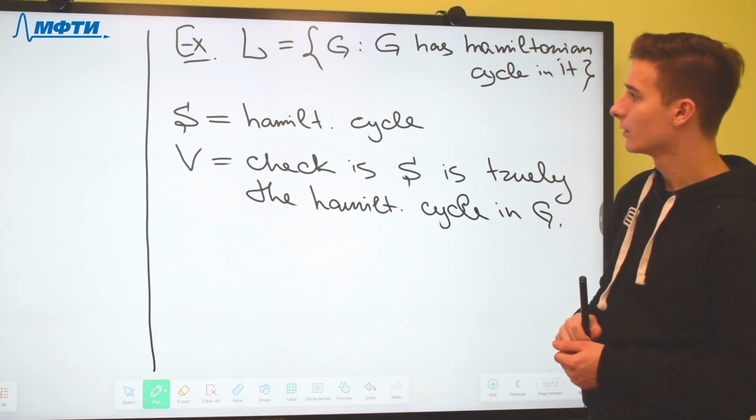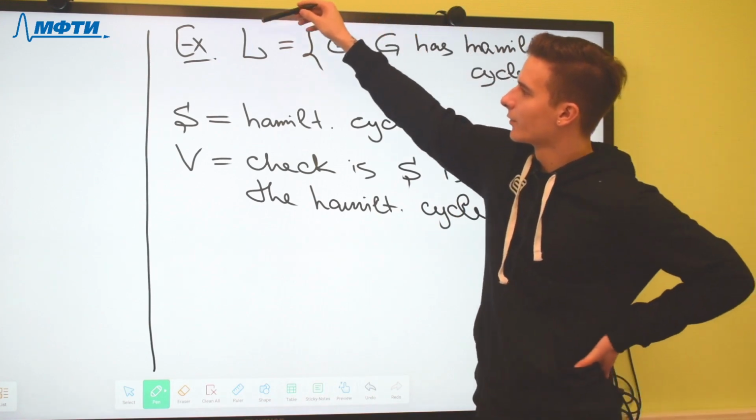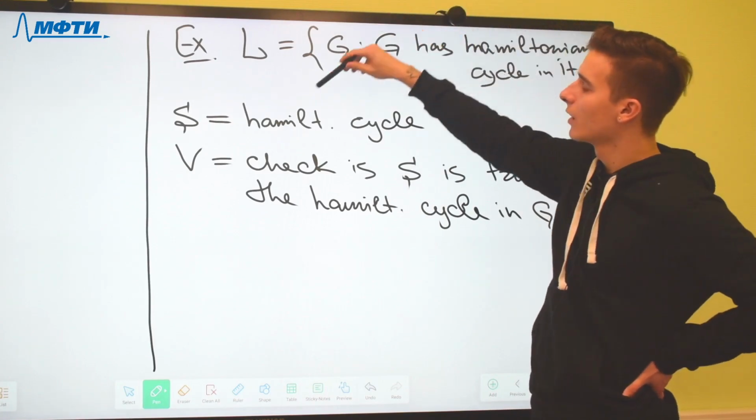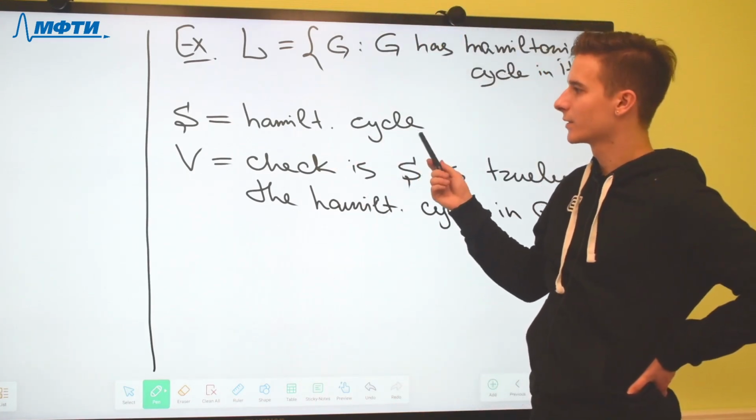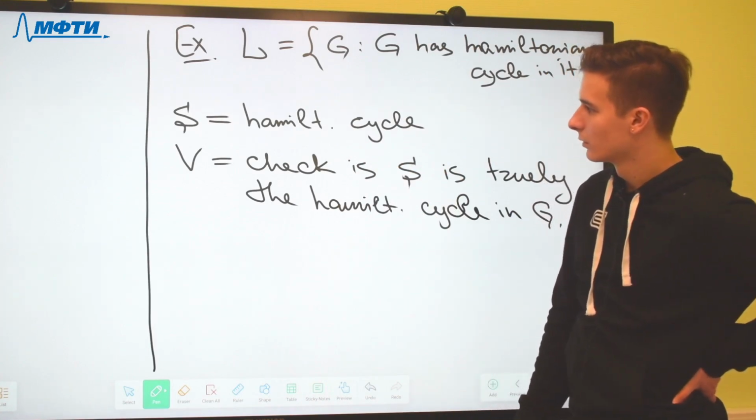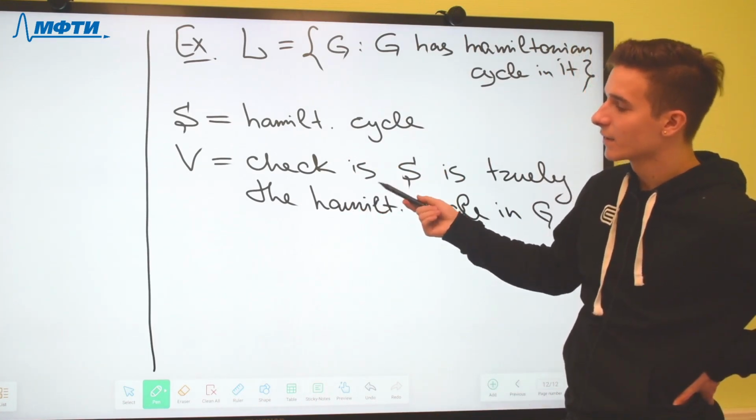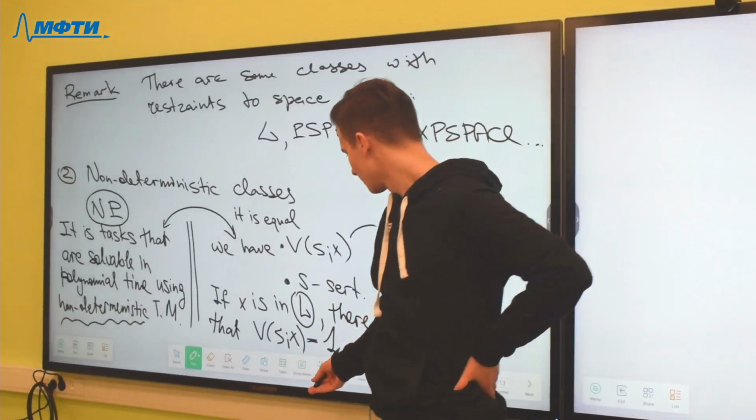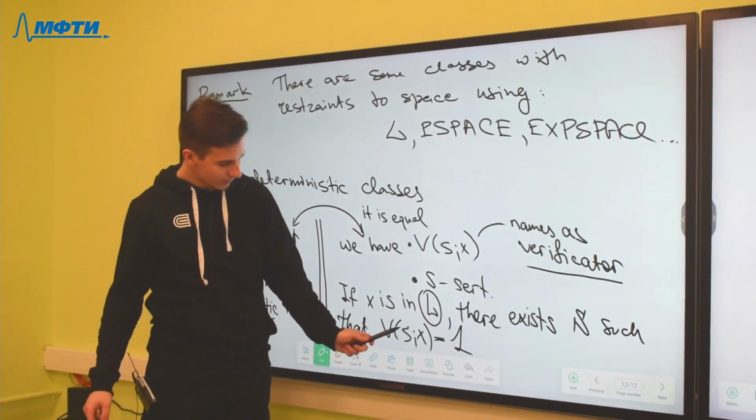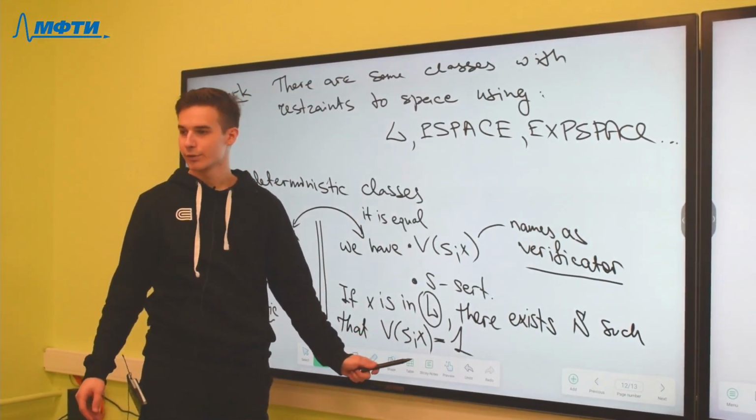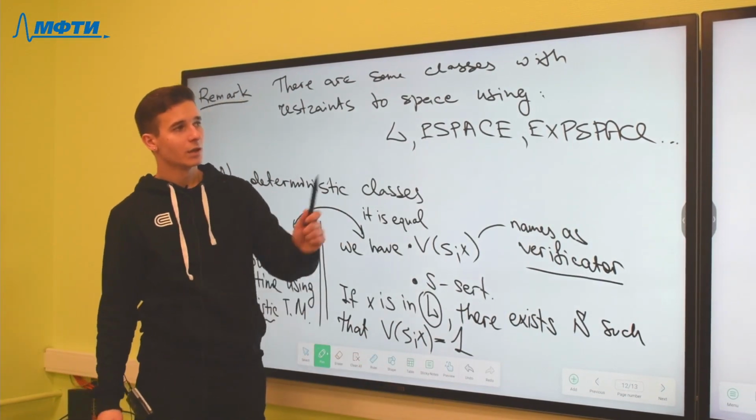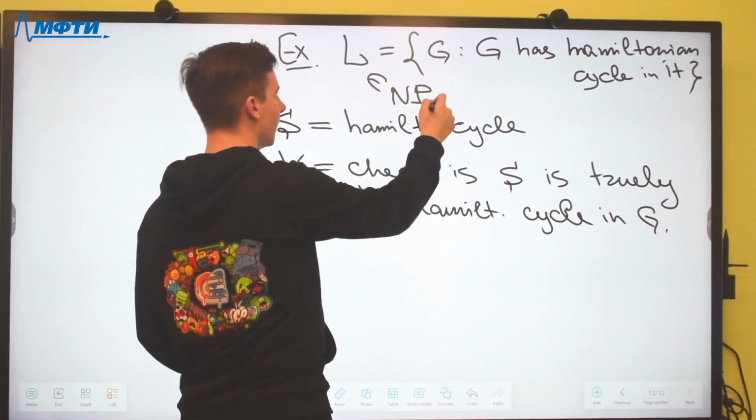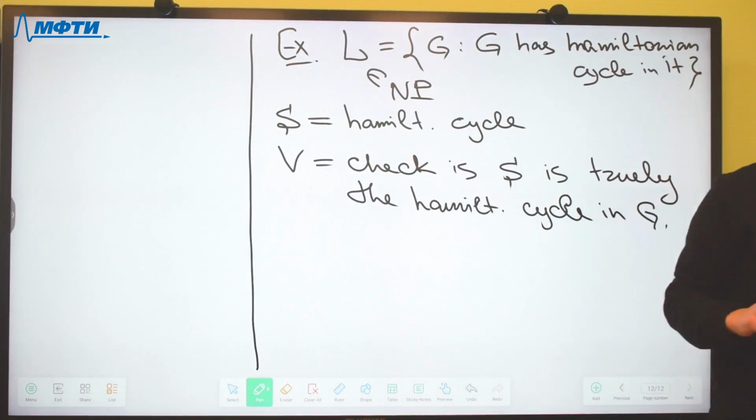We know that for every x from this set, for every Hamiltonian graph, we can find a Hamiltonian cycle, and the verifier says that yes, it is true that S is the Hamiltonian cycle of G. So in this case, this language will be in the NP class.